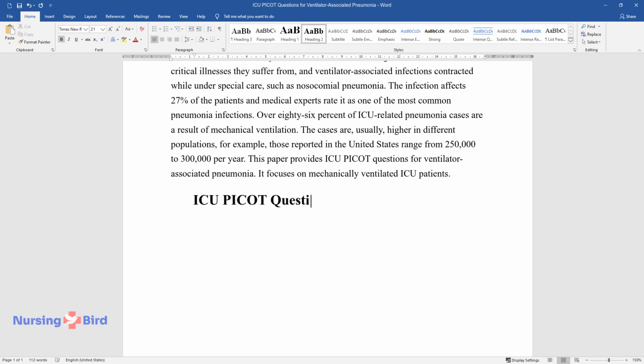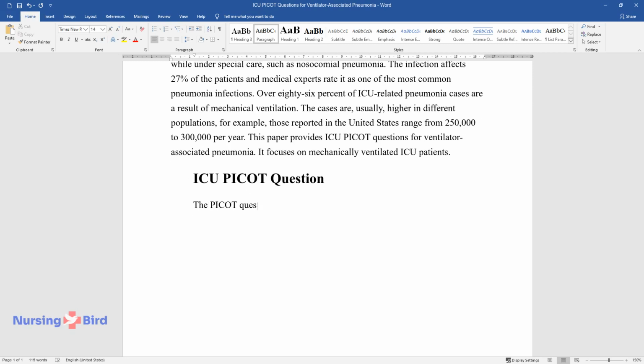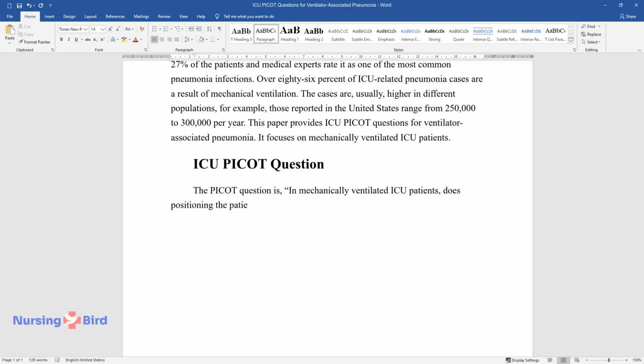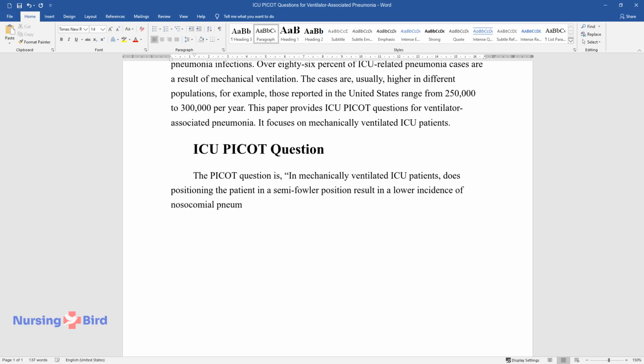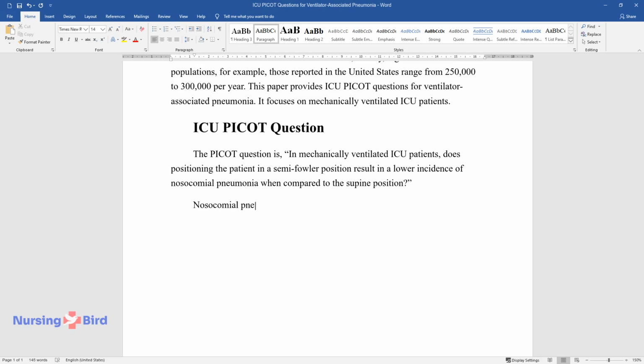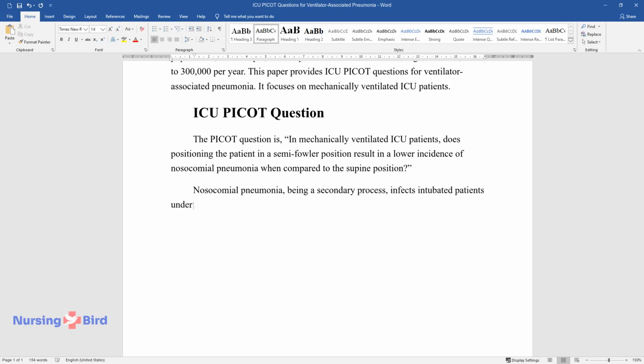ICU PICO question. The PICO question is, in mechanically ventilated ICU patients, does positioning the patient in a semi-Fowler position result in a lower incidence of nosocomial pneumonia when compared to the supine position? Nosocomial pneumonia, being a secondary process, infects intubated patients under mechanical ventilation and occurs after a period of 48 hours.